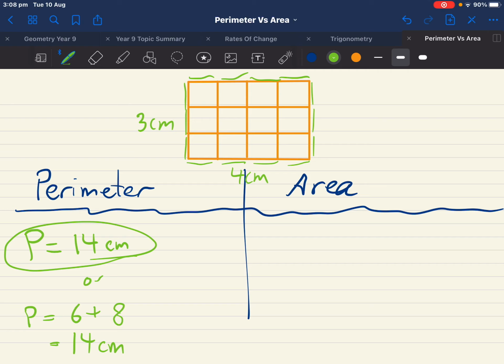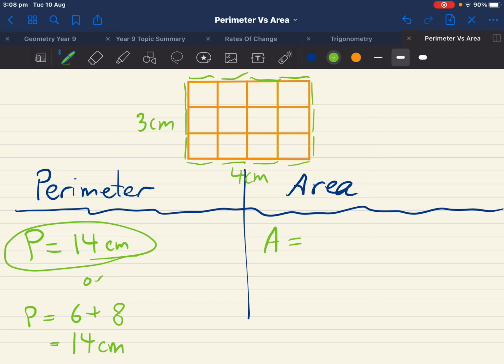Now, the area has nothing to do with the outside of the shape. The area is the space inside the shape. How large is this shape on the inside? To do that, we count up how many square centimeters are needed to make up this shape. So, for area, I'm going to use a capital A to represent area.